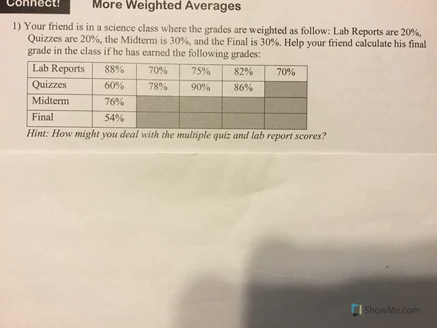So your friend is in a science class where the grades are weighted as follows. Lab reports are 20%, quizzes are 20%, midterm and final are both 30%. Help your friend calculate his final grade in the class if he has earned the following grades.